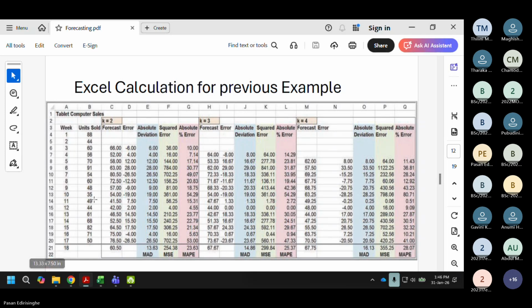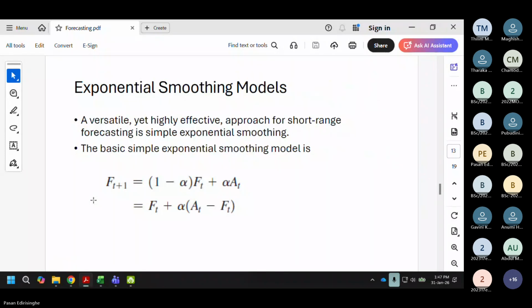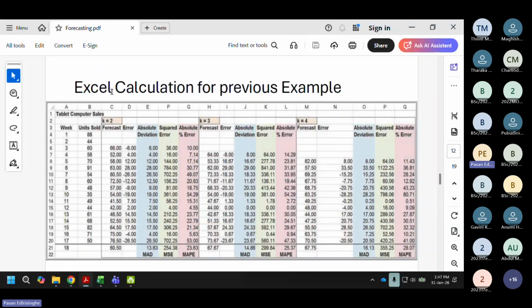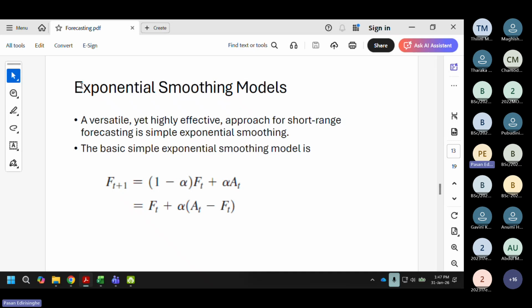So that's the idea of the moving average technique. You can try that on any time series, so you should be able to try this calculation. And then we can move on to our next topic, that is the exponential smoothing model.